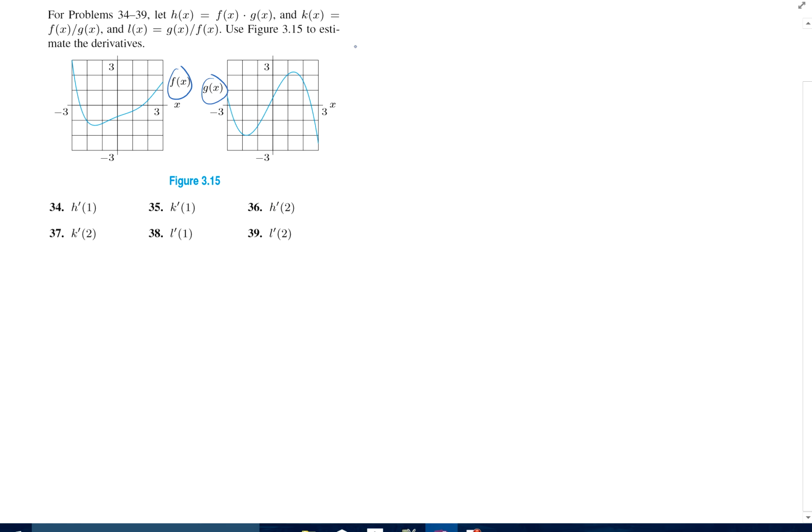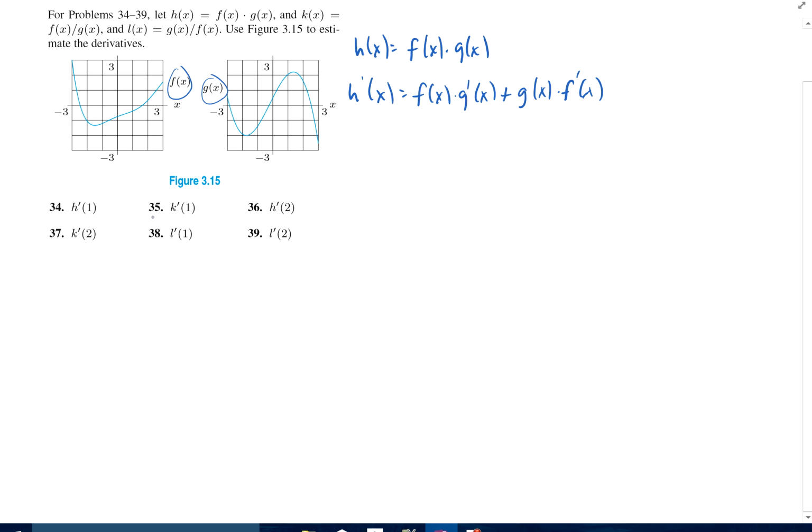Let's do h of x equals f of x times g of x. So h prime of x would be first times the derivative of the second plus the second times the derivative of the first. There we go, so that's h prime.